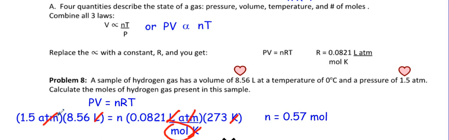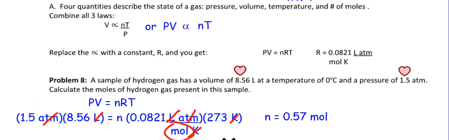If you can cancel all your units except for the one you're looking for, then you did it right. Okay, that's why writing down your units is so important. And when I told you at the beginning of this chapter that it's your self-check, it's because if the units cancel out, that's your self-check, okay?